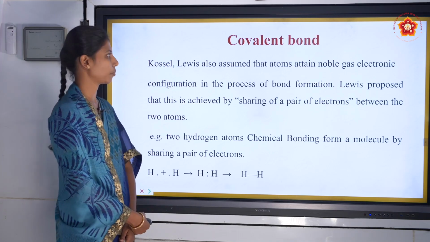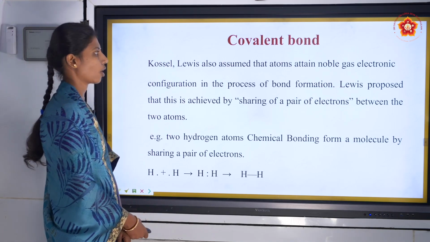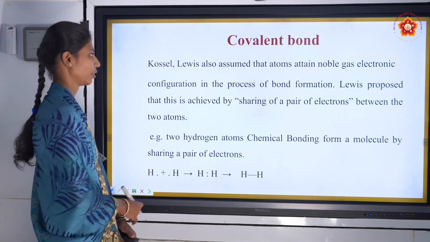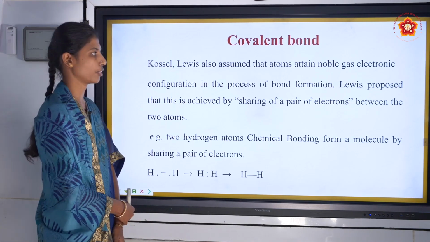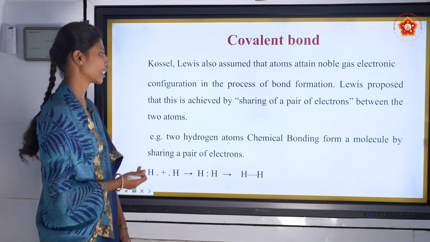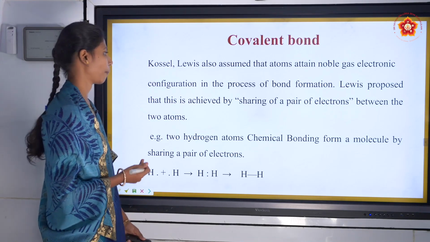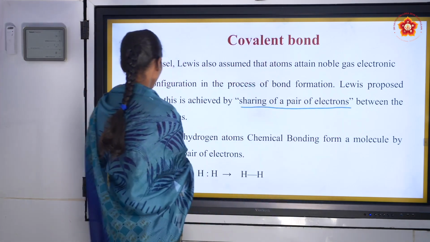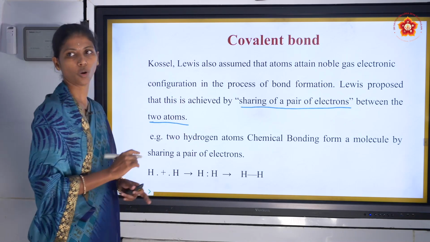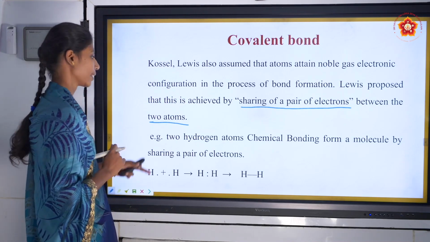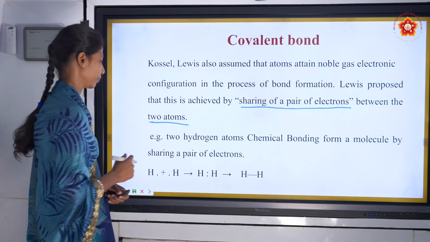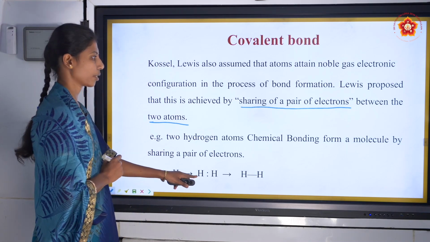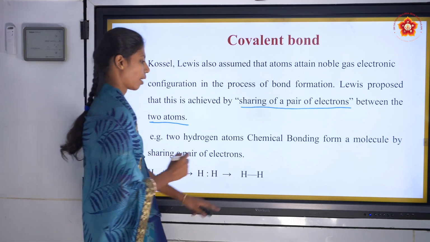What is meant by covalent bond? Kossel and Lewis also assumed that atoms attain noble gas electronic configuration. In the process of bond formation, Lewis proposed that this is achieved by sharing of a pair of electrons. Sharing of a pair of electrons between two atoms is known as a covalent bond. Example, two hydrogen atoms: one hydrogen plus another hydrogen, with a shared pair of electrons, we get a bond.